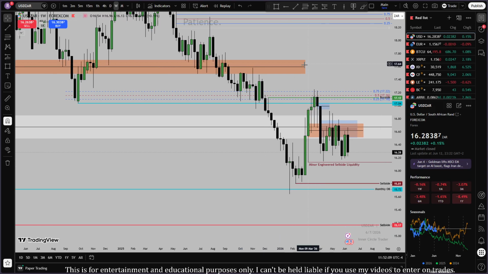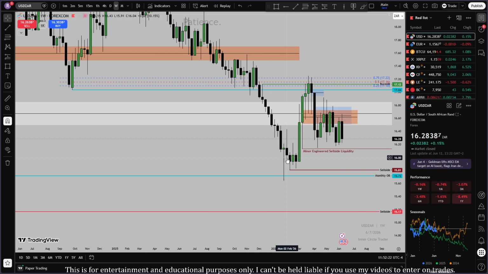But see this 50%, and then we run down. Closure below. Well, this closure below. Order block, taps it. Check where we close. Run down, run down, run down to a monthly order block.